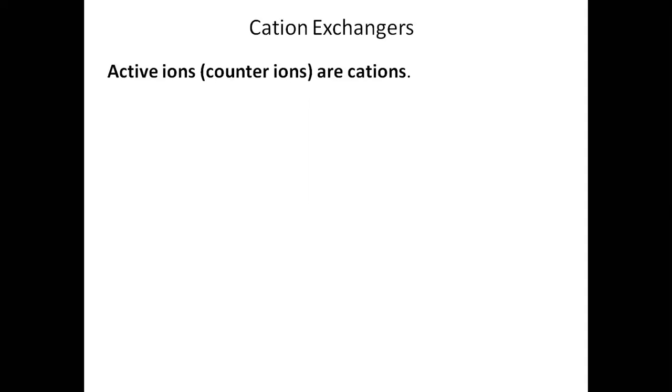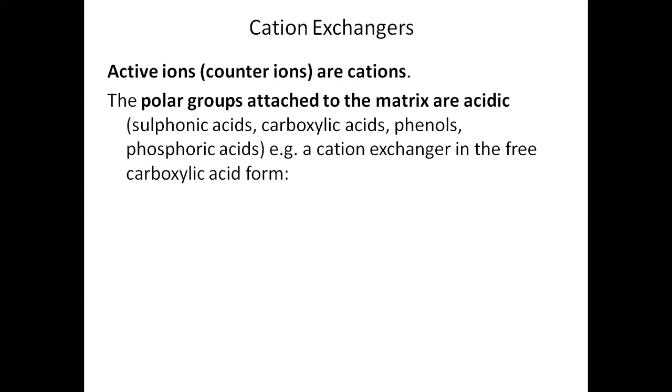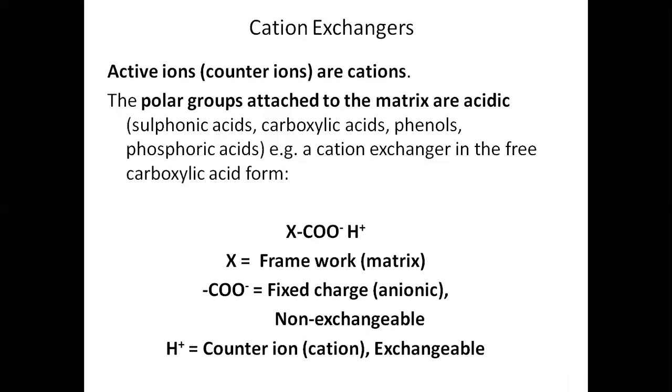So there are two types of exchangers. The first one is the cation exchanger, and the second one is the anion exchanger. In the cation exchangers, the active ions are cations. The polar groups attached to the matrix are acidic, that is either sulfonic acid, carboxylic acid or phenols.